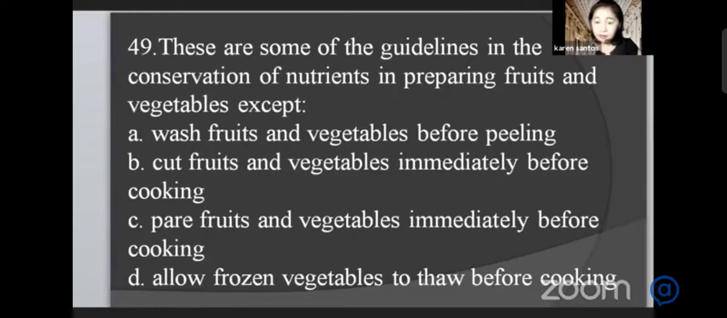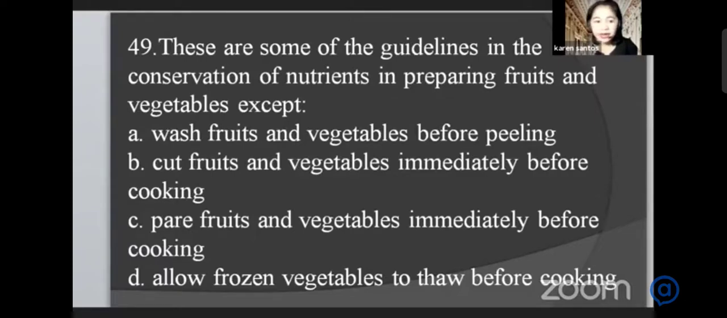Again, these are some of the guidelines in the conservation of nutrients in preparing fruits and vegetables, except: A. Wash fruits and vegetables before peeling. B. Cut fruits and vegetables immediately before cooking. C. Pare fruits and vegetables immediately before cooking. And letter D. Allow frozen vegetables to thaw before cooking. Okay, so the question is "except." So what is the correct answer?